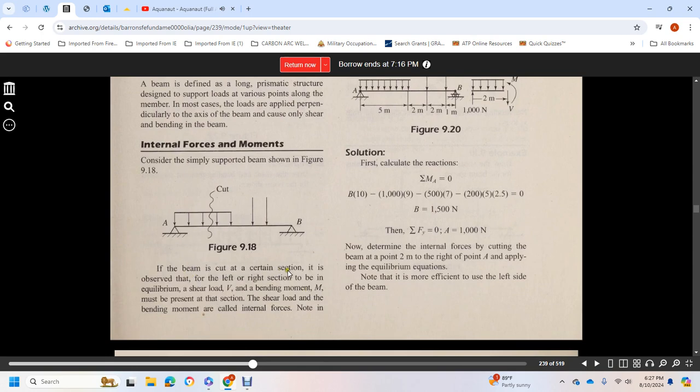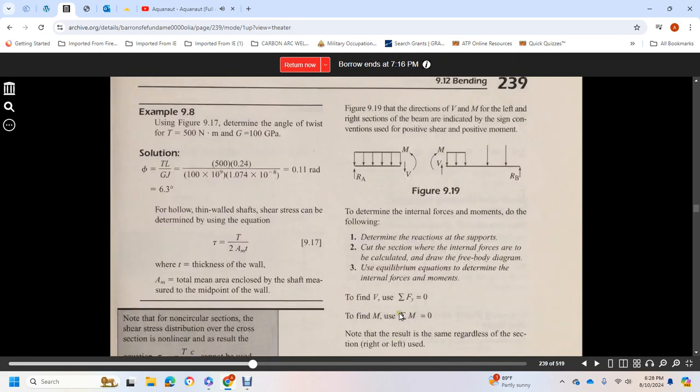If the beam is cut at a certain section, and the left or the right section is observed to be in equilibrium, a shear load V and a bending moment M must be present in the section. The shear load and the bending moment are called internal forces. Note that in figure 9.19, the directions of V and M on the left and right sections of the beam indicate the sign conventions of positive shear and positive moment.